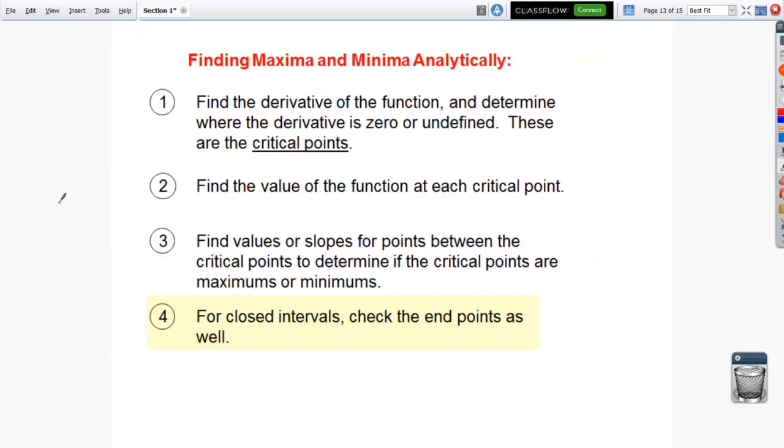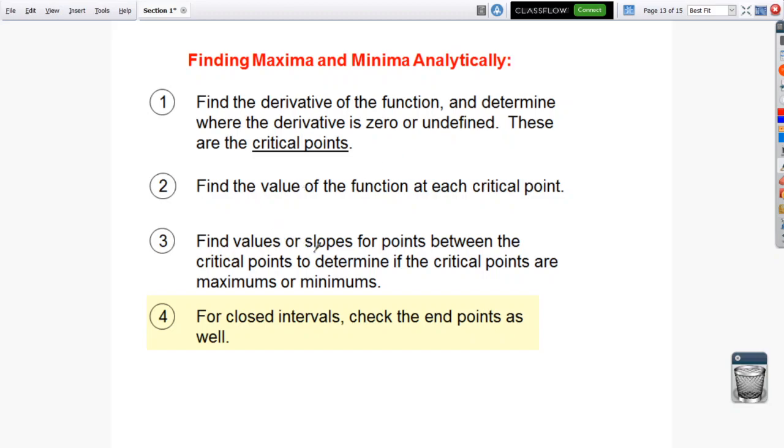All right, cool. So finding maxima and minima analytically: find the derivative of the function and determine where the derivative is 0 or undefined. That's where we set the numerator equal to 0 and the denominator equal to 0. Those are called the critical points. Find the value of the function at each critical point. Find values or slopes for points between the critical points to determine if the critical points are the maxima or minima. For closed intervals, make sure you check the endpoints as well.